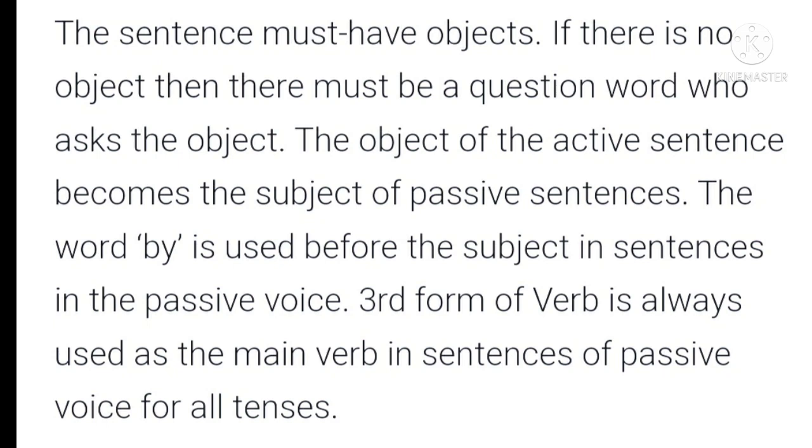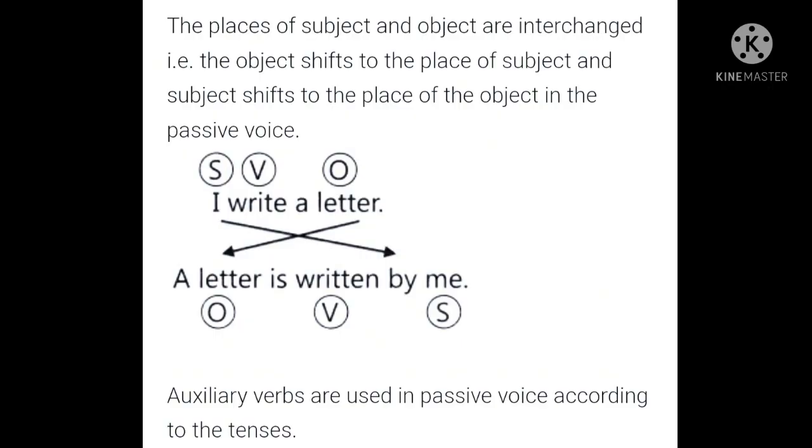The sentence must have an object. If there is no object, then there must be a question word who asks the object. The object of the active sentence becomes the subject of the passive sentence. The word by is used before the subject in sentences in the passive voice. The third form of the verb is always used as the main verb in sentences of passive voice for all tenses. The places of subject and object are interchanged, that is, the object shifts to the place of the subject and the subject shifts to the place of the object in the passive voice.